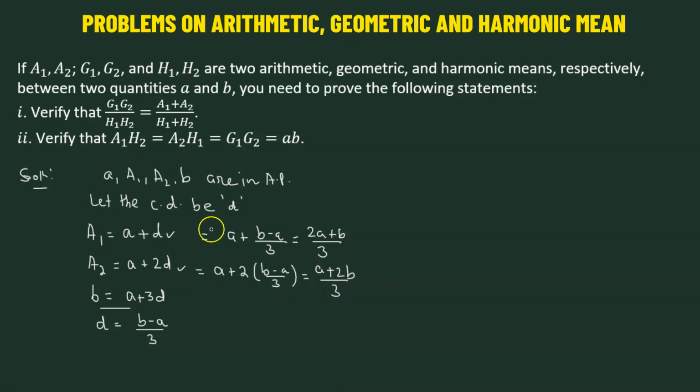So we have obtained the value of A1 and A2. So let's write it down neatly. So we have A1 equals to (2A plus B) divided by 3. And then we have the value of A2. So A2 came out to be (A plus 2B) divided by 3. Now we're going to keep it aside and we're going to work with the geometric mean.